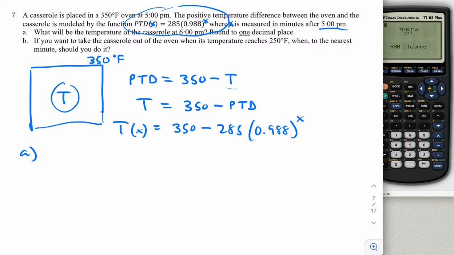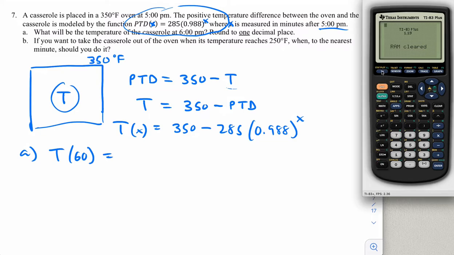What will be the temperature of the casserole at 6 p.m.? Well, 6 p.m. is 1 hour after 5 p.m., and 1 hour is 60 minutes, so we want to calculate T of 60. Let's do that.